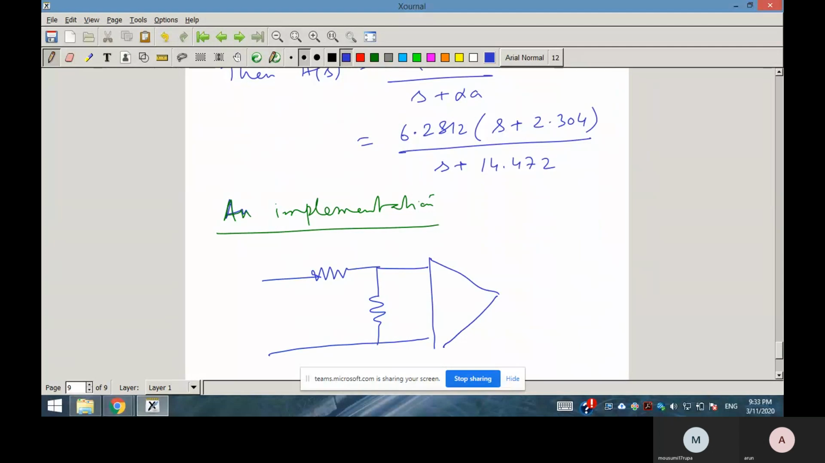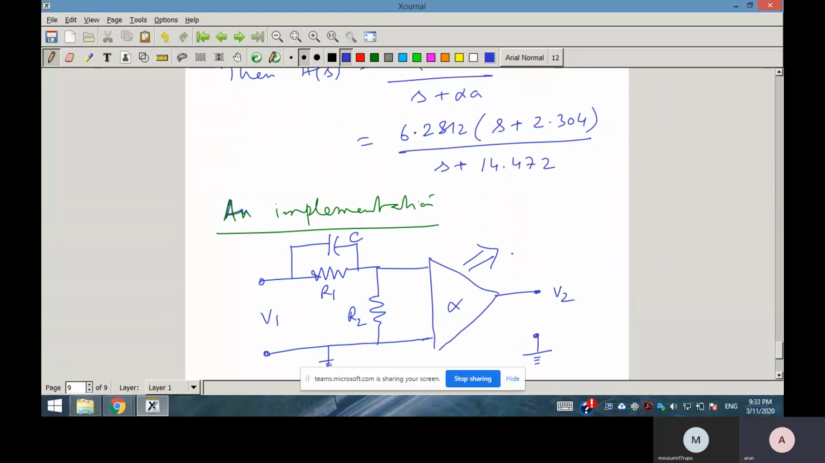This is your amplifier alpha. This is capacitor C. This is R1, this is R2, and this is V1. This is V2. V2 is this voltage, V1 is this voltage. Then I write here another comma. So this is V2. So this alpha, this amplifier can be a differential amplifier.